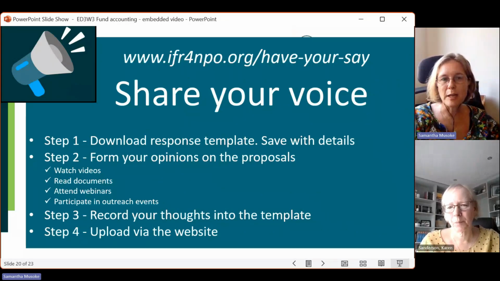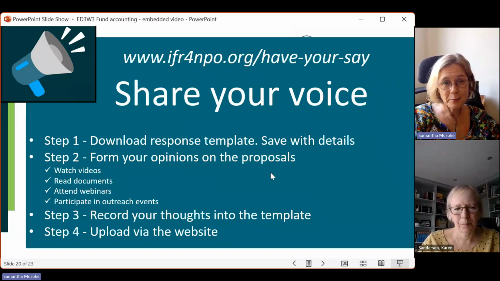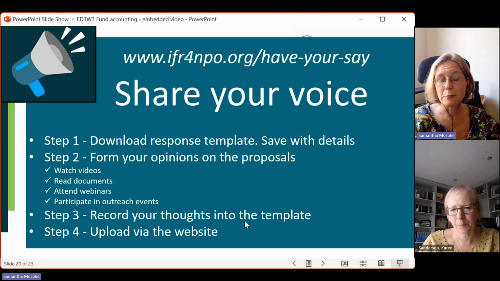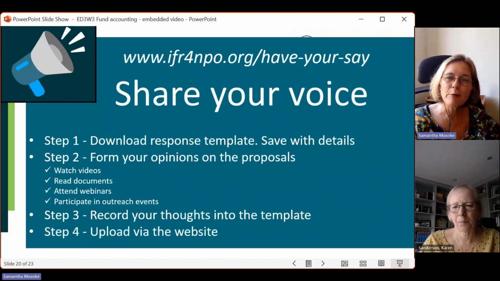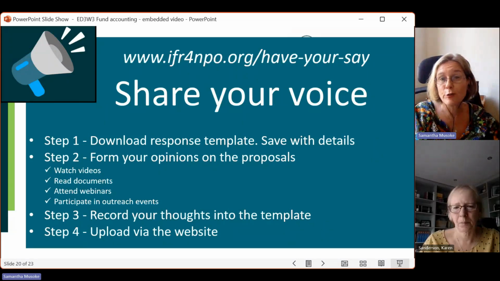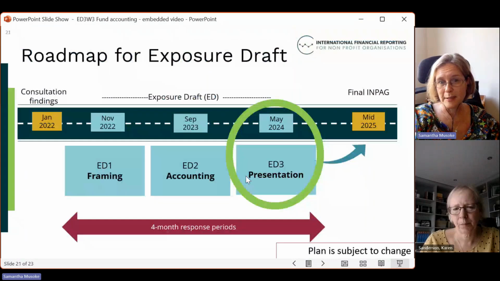Save that template, put your name on it, form your opinions by watching the videos, reading the documents, and attending webinars like this, and type your thoughts into the boxes that are there in the template. If you don't want to use the template, that's also fine. You can just write a letter, but it's really helpful for us to know which section of INPAG you're referring to, and to make it as clear and easy for us to analyse according to the different sections as possible. And then you simply upload it through the website. There's a simple form. It could not be easier.